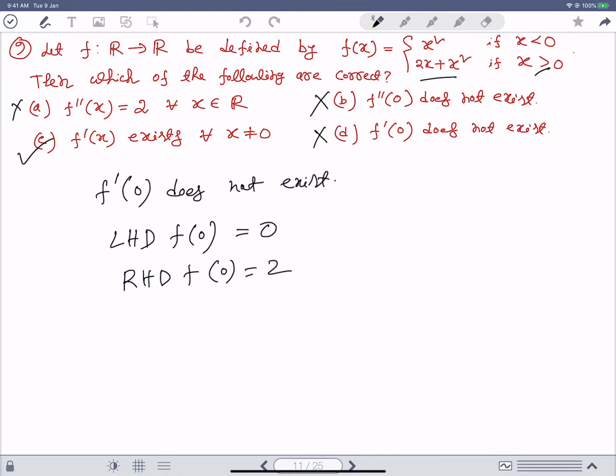Oh, sorry, this does not exist, right? Good. So, that does not exist. Fine. Okay. It is B, C, D, because f dash 0 does not exist, f double dash 0 also does not exist, and also f dash x exists for x not equal to 0, right. Now, this is also a trivial one.